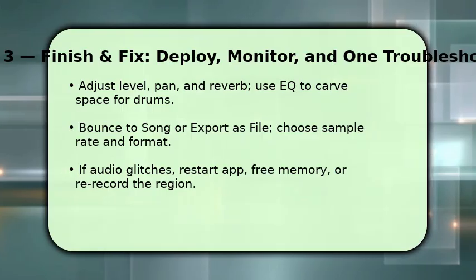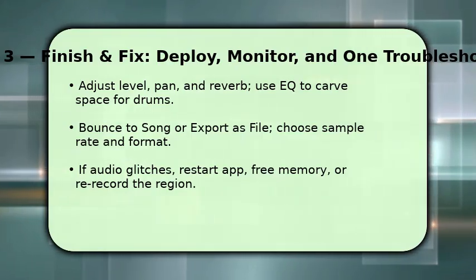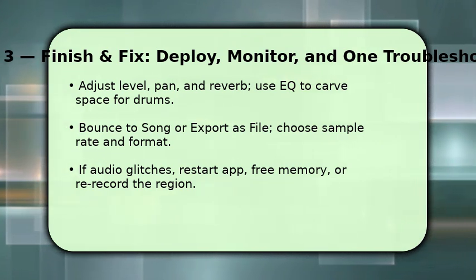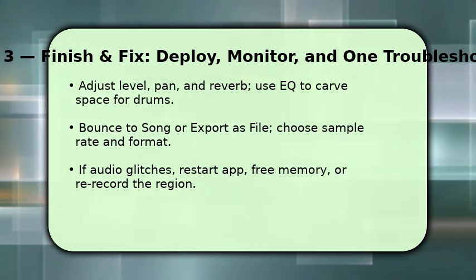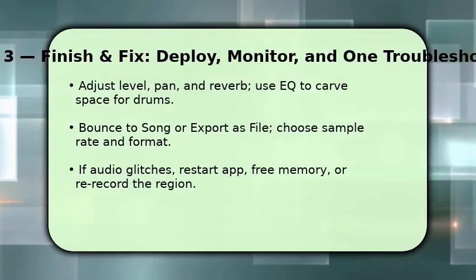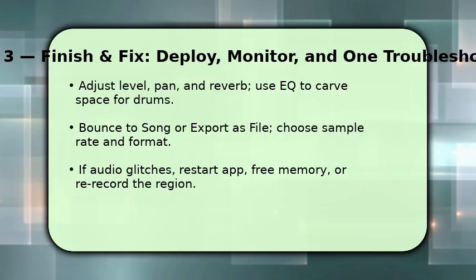Finish by mixing your drum track. Lower or raise level, pan slightly, and add reverb or compression so the kit sits in the mix. EQ cuts can prevent muddiness. When satisfied, bounce the track or export the whole song as WAV or AAC. Pick a sample rate that matches your project.